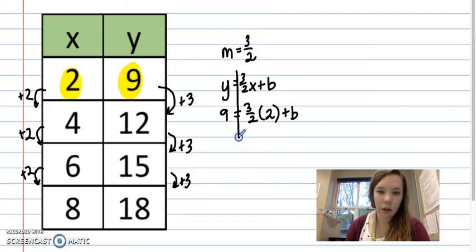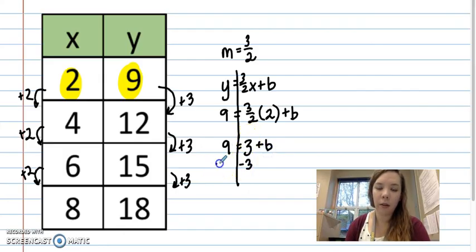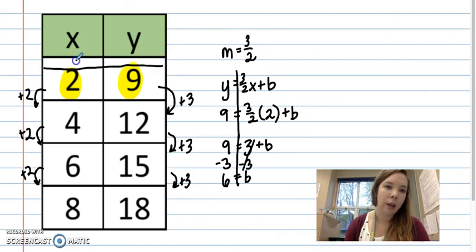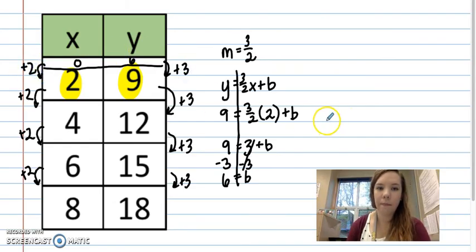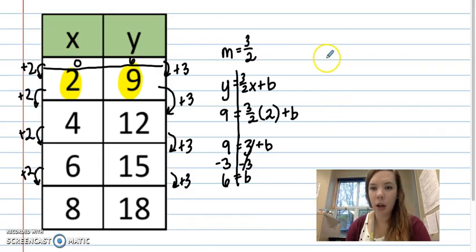And if you're not so good at fractions, that's okay, that's normal. But you can always use your calculator. 3/2 times 2 is 3. Now, to get b by itself, I'm going to subtract 3. We get 6 equals b. Okay, and again, that should make some sense. If I squeeze that in here, I have 0, 6. That is adding 3. And that is adding 2. Okay? It would fit in my table. So my final answer is y equals 3/2 x plus 6.